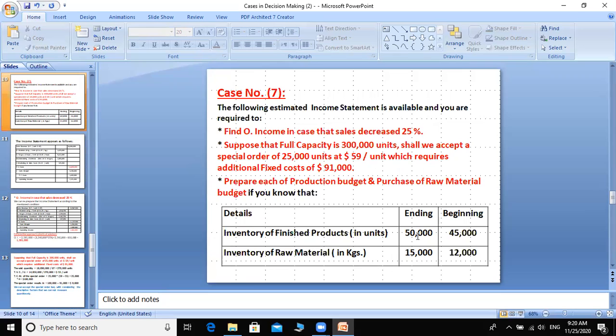After selling the 270, I need to have ending inventory of 50. So I am in need of 270 plus 50 equal 320. I have at beginning inventory 45,000. If deducted, he will give me the quantity to be produced. I mean the production budget.